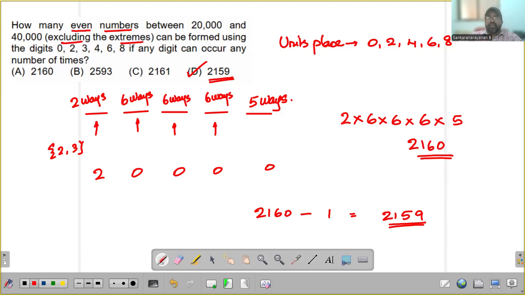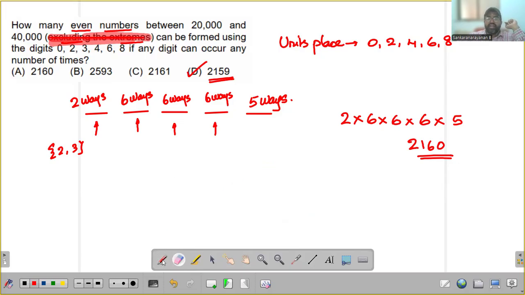Now, if they didn't mention this, listen carefully, there is one more possibility. If they had not told you excluding the extremes, and asked how many even numbers can be formed between 20,000 and 40,000 using these digits, then my answer would be 2160, plus 40,000. It starts with 4, so you can have only one case, that is 40,000. Then my answer would have been 2161.